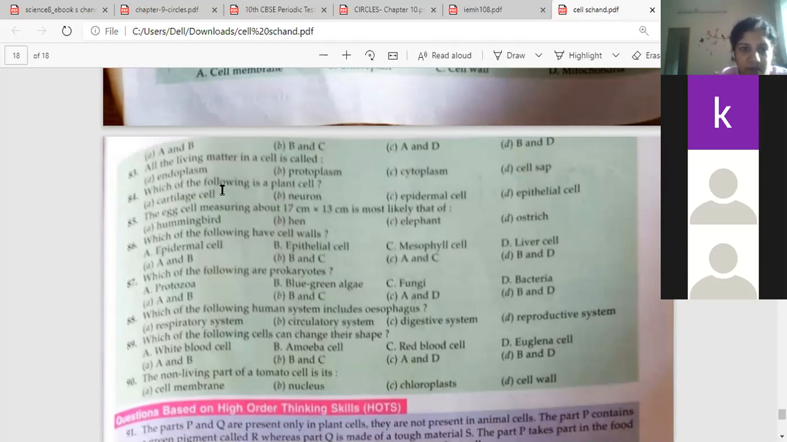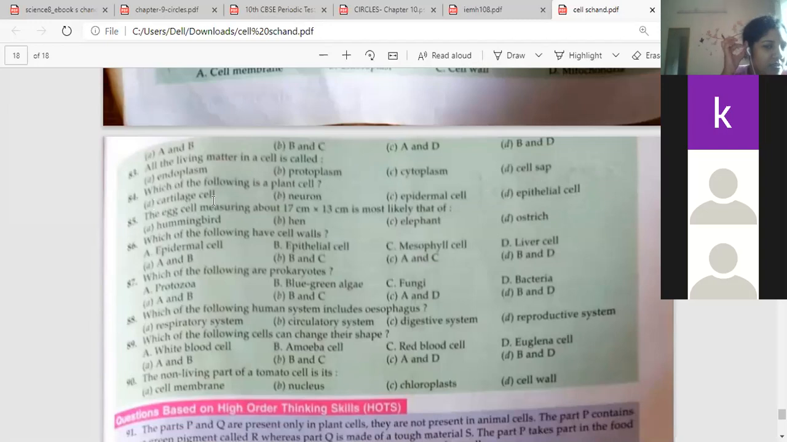Which of the following is a plant cell? Cartilage cell is an animal cell, neuron is an animal cell, and epidermal cells are present in the plant cell. Epidermal is the outer covering of the plant. Every plant has an outer covering boundary. This green part you can see, just like our body has skin, the plant also has a skin that we call epidermal cells. Our outer body is made up of epithelial cells.